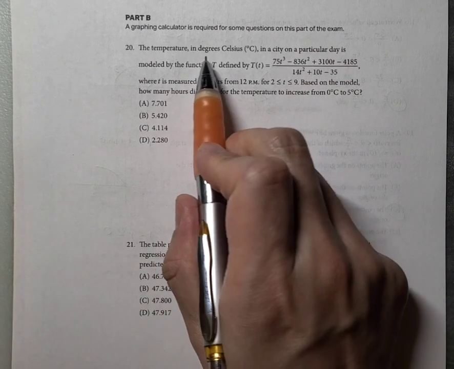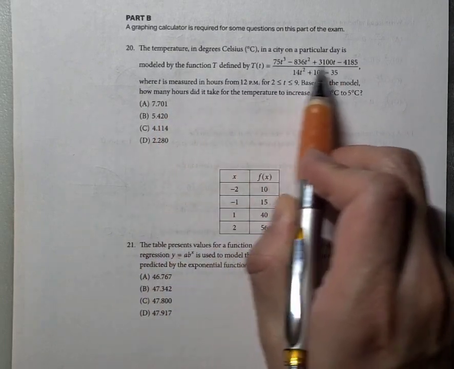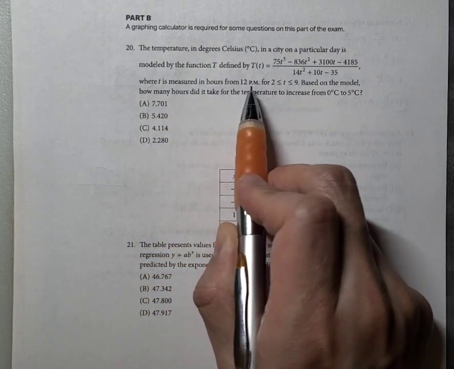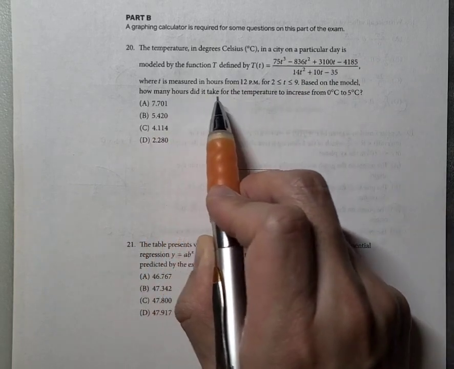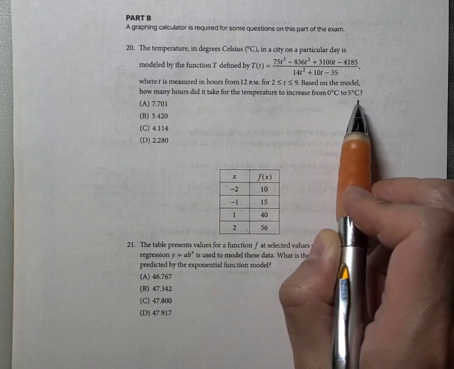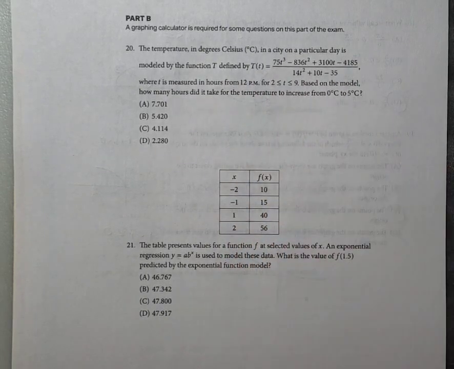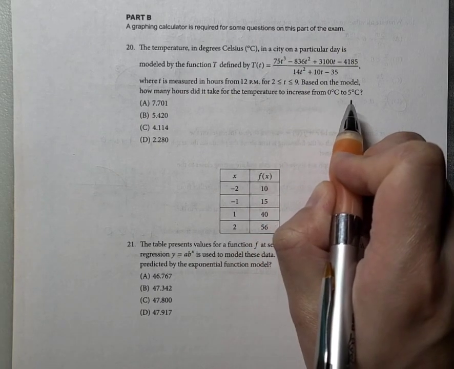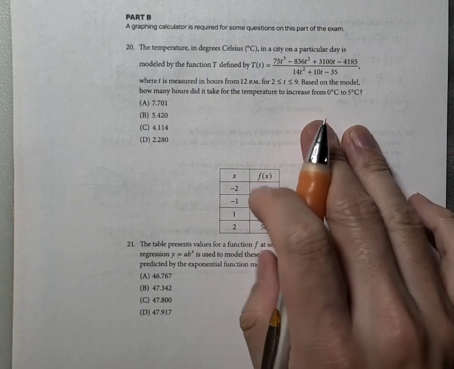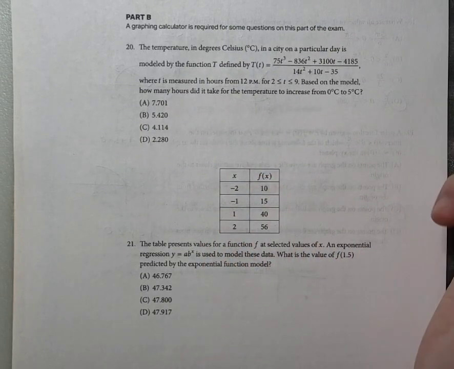All right, temperature in degrees Celsius in a city on a particular day is modeled by the function T, where t is measured in hours from 12 p.m., and t is between 2 and 9. Based on the model, how many hours did it take for the temperature to increase from 0 degrees to 5 degrees? And so I would just graph this in your calculator and see where it crosses 0 and where it crosses 5, and find those values of t or x in your calculator and find the difference.